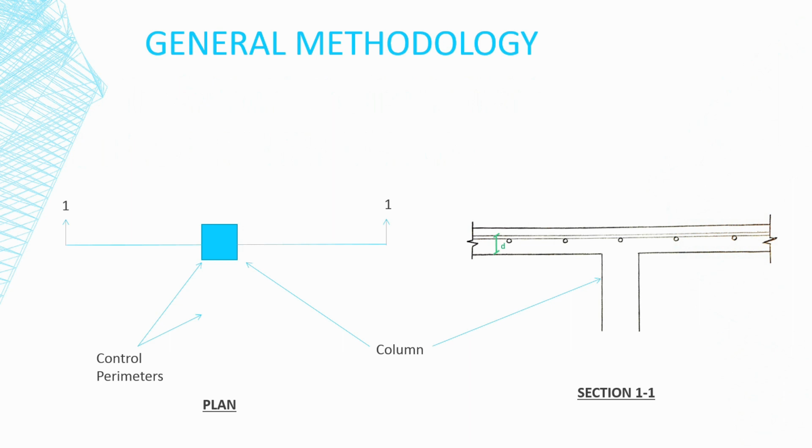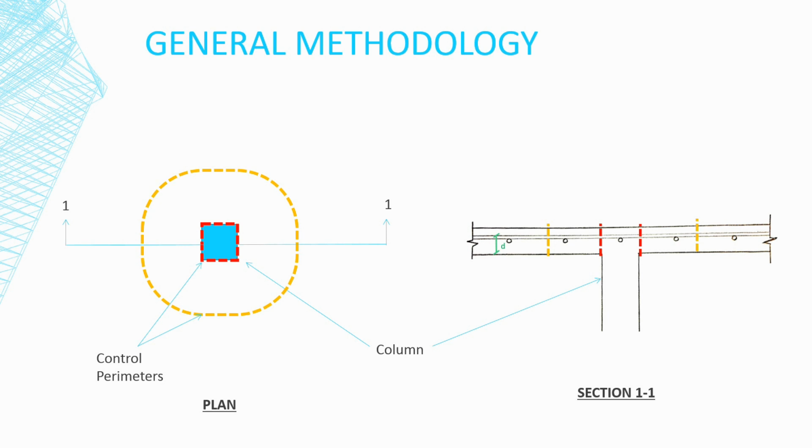The methodology for assessing the punching shear resistance of a slab involves examining a series of perimeters, each located at fixed distances from the column face. At each individual perimeter, the shearing stresses due to the punching is calculated and compared to an allowable shear stress. These perimeters are referred to as control perimeters and are denoted by the letter U.